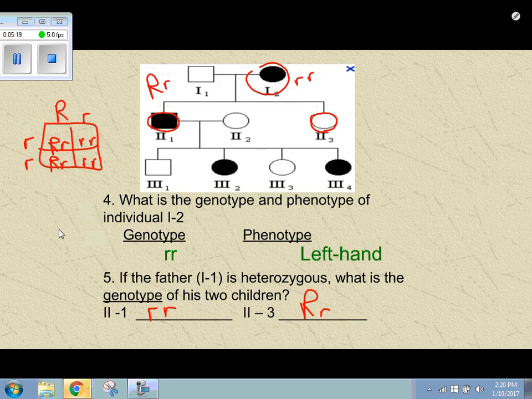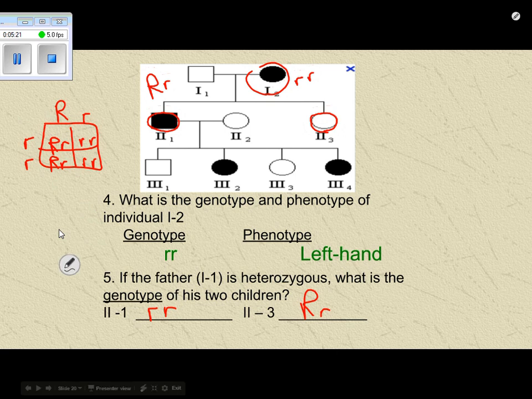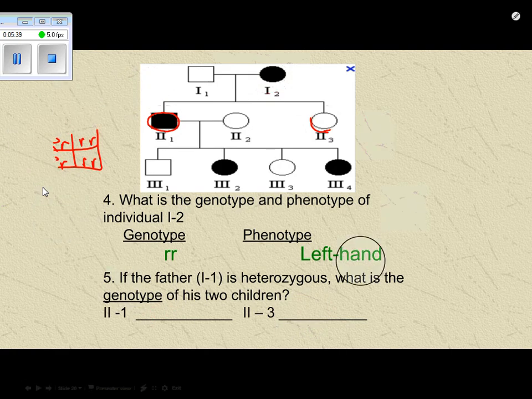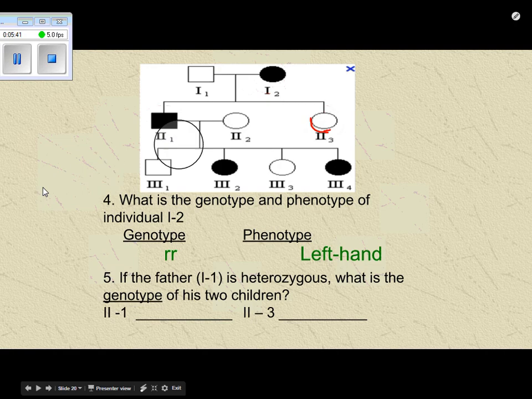Now, you will see on a lot of Punnett squares, and they opted not to do it on this one, that we could show that these people are all carriers for this trait. They don't have it, but they actually carry the trait. They didn't do that on this particular one. So that's the answer there to that last question.